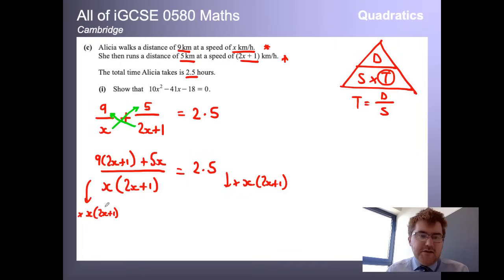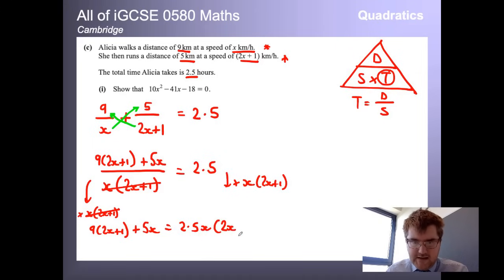So if we do that, then this is going to cancel here. That then gives us just the numerator. So 9 lots of 2x plus 1 plus 5x is equal to 2.5 lots of x lots of 2x plus 1. And now it's a case of expanding those brackets out and then simplifying.